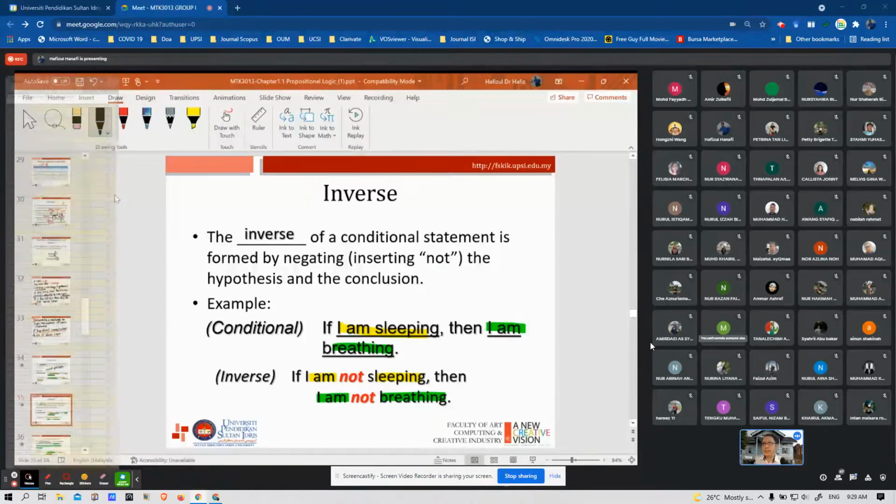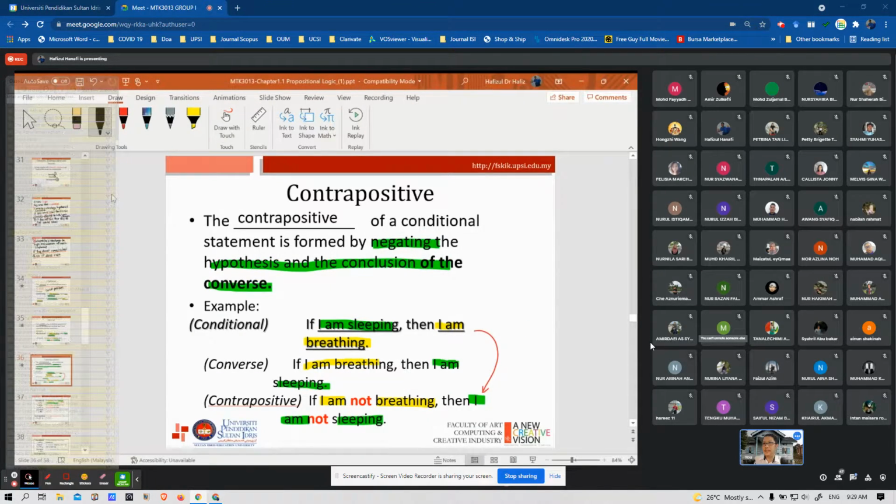And the last one is the contrapositive. You form it by negating the hypothesis and the conclusion of the converse. You converse first: if I am breathing, then I am sleeping. You just switch first, and then you negate: if I am not breathing, then I am not sleeping.